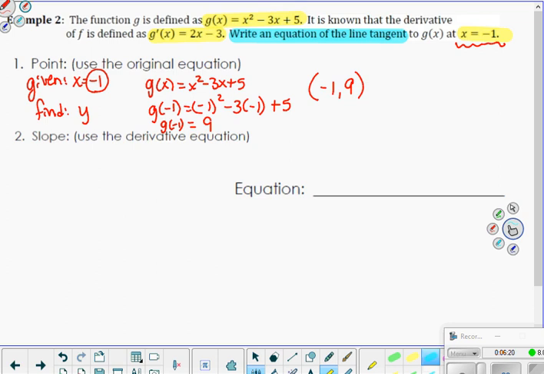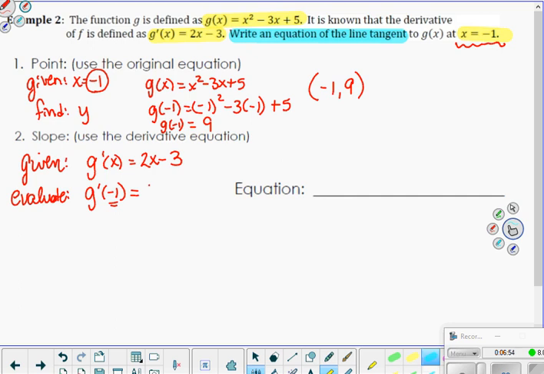The slope. Use the derivative equation. Did they give you the derivative? Yes. So we were given g prime of x equals 2x minus 3. We want to evaluate it at -1. Notice how this notation tells us exactly what's going on. I'm substituting -1 into the slope equation, the tangent line.